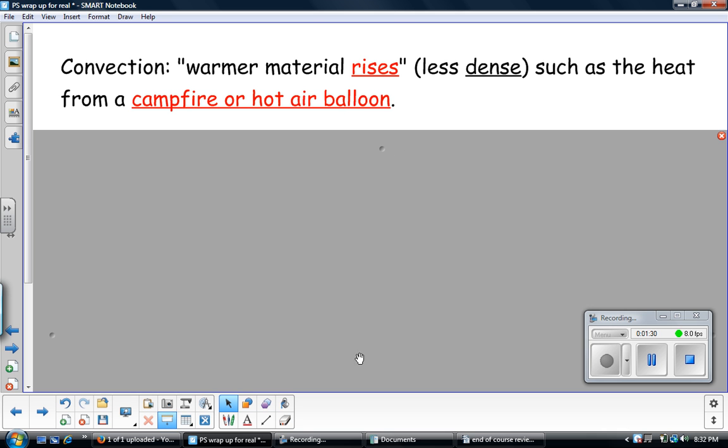Convection is a very, very important idea. It's critical to lots of things that happen in earth science, such as plate tectonics and the weather and ocean currents and food chains.